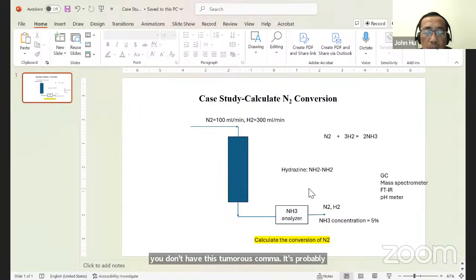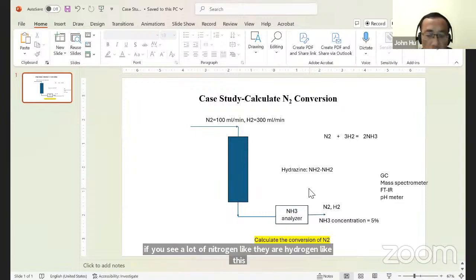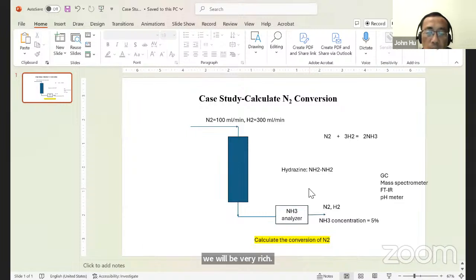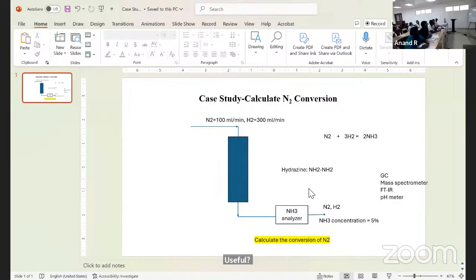So I keep on telling my students, anytime you see a lot of nitrogen like this and hydrogen like this, we will be very rich. Anybody can tell me what this compound is useful for? It's very expensive.